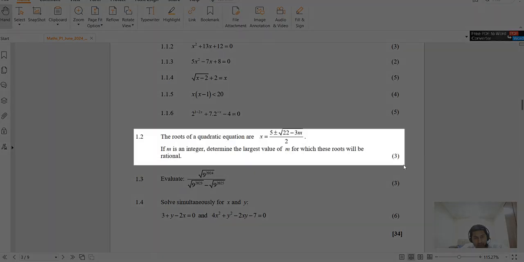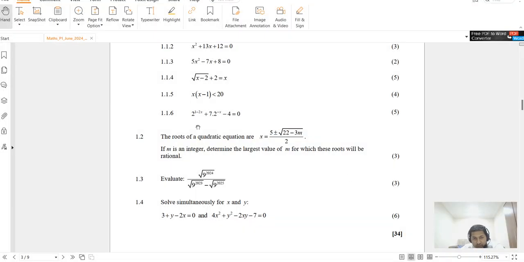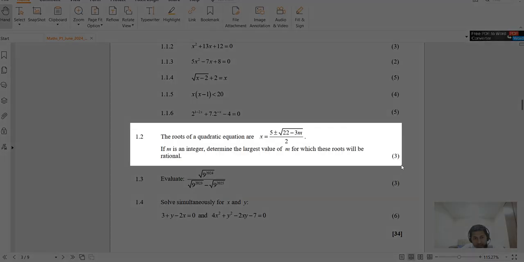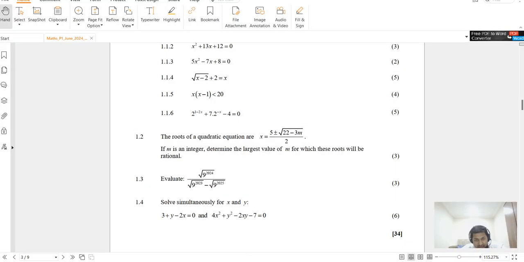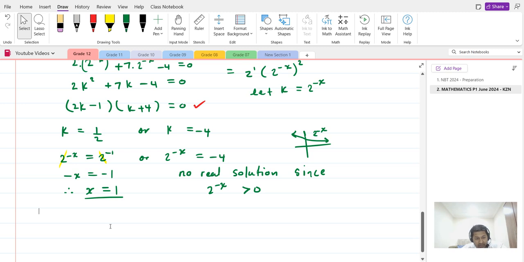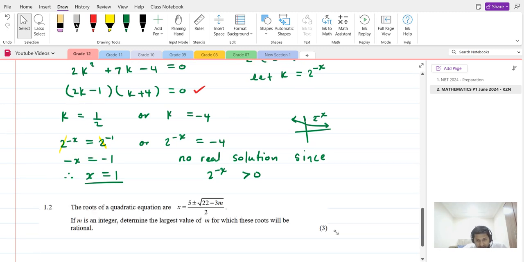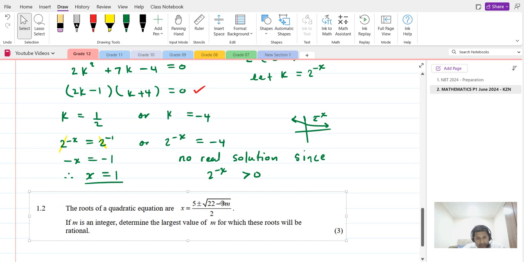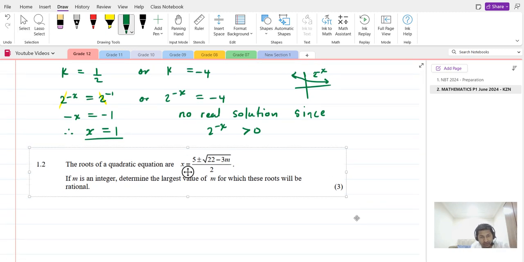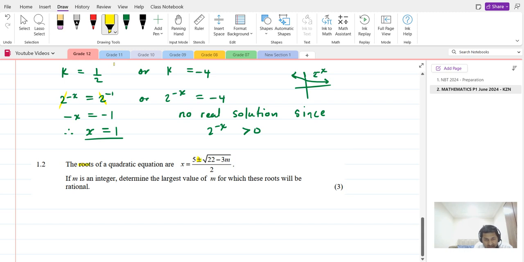Question 1.2. This question should be on nature of roots, which was done in grade 11, because we can see the form of the quadratic function, the answer in the quadratic formula form. The roots of the quadratic equation, roots means the x values, so you have 2 x values here. Now if m is an integer, determine the largest value of m for which these roots will be rational.